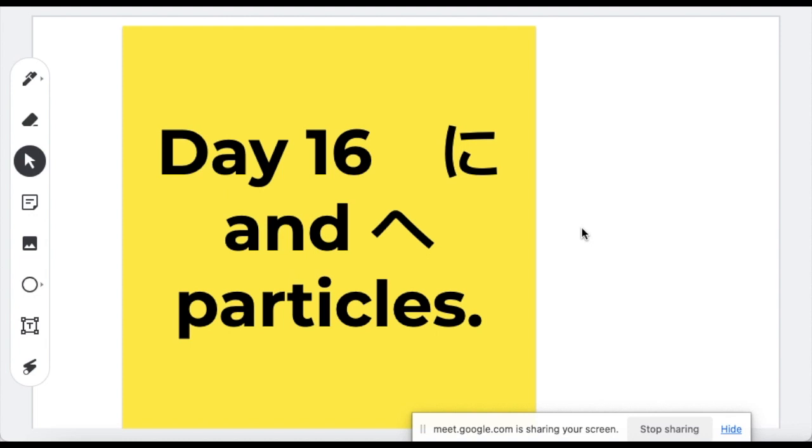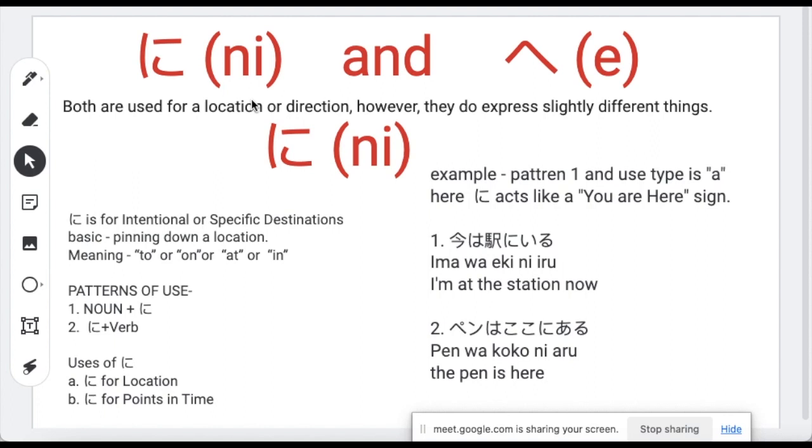So today we will take the particles ni and e. Okay, so let's first see the meaning. Both are used for location or direction. However, they do express slightly different things. Okay, both are used for location, ni and e.